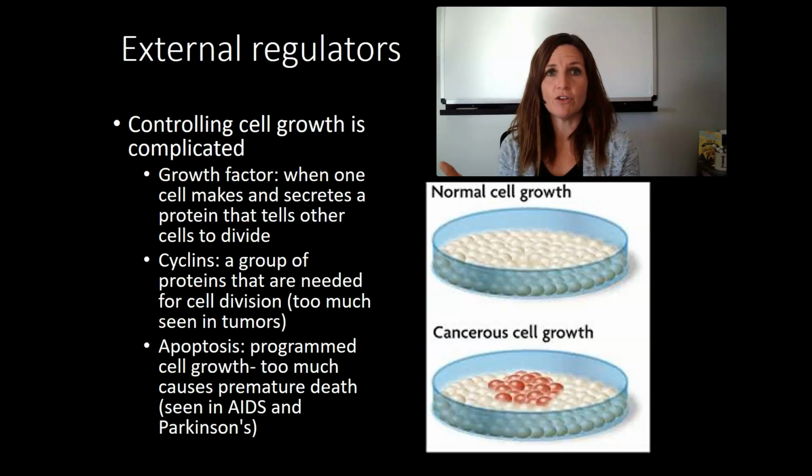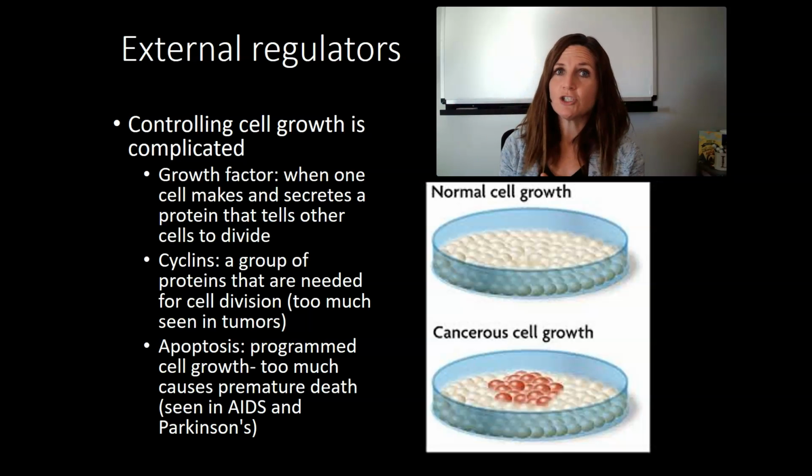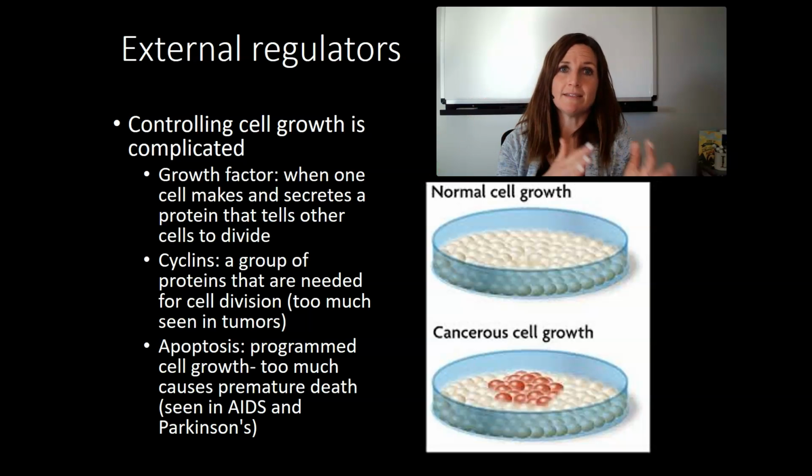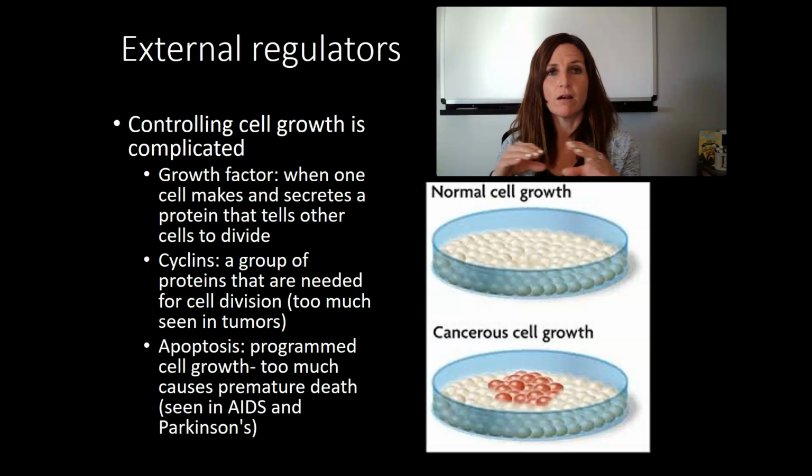We need just enough division, but not so much. Kind of like the growth rate, if you want to think of the human population, you would need to have the right number of humans being produced and not too many dying in order to keep our growth rate consistent and healthy. The same is true for cells.